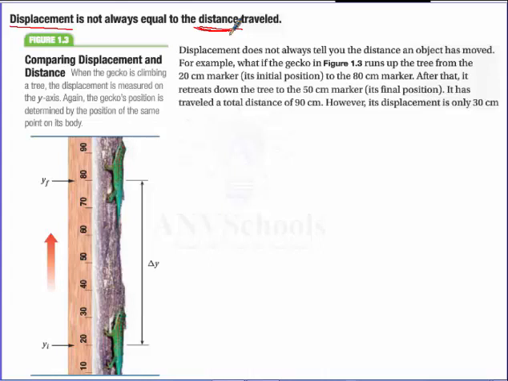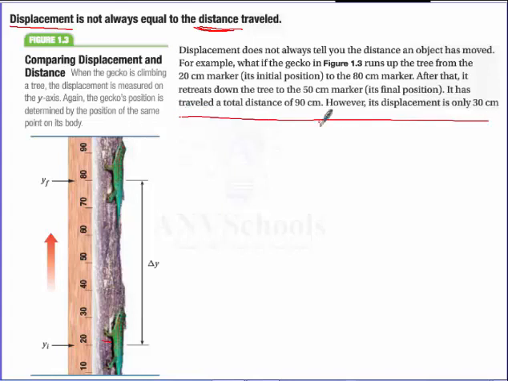Let's see this Joko now. The Joko is climbing up a tree. Okay, so the Joko starts climbing the tree from 20 centimeters. This is the initial position, at a distance of 20 centimeters, and it travels vertically upward to a distance of 80 centimeters. So for this particular case, what is the displacement of the Joko? Here we have 3 cases.